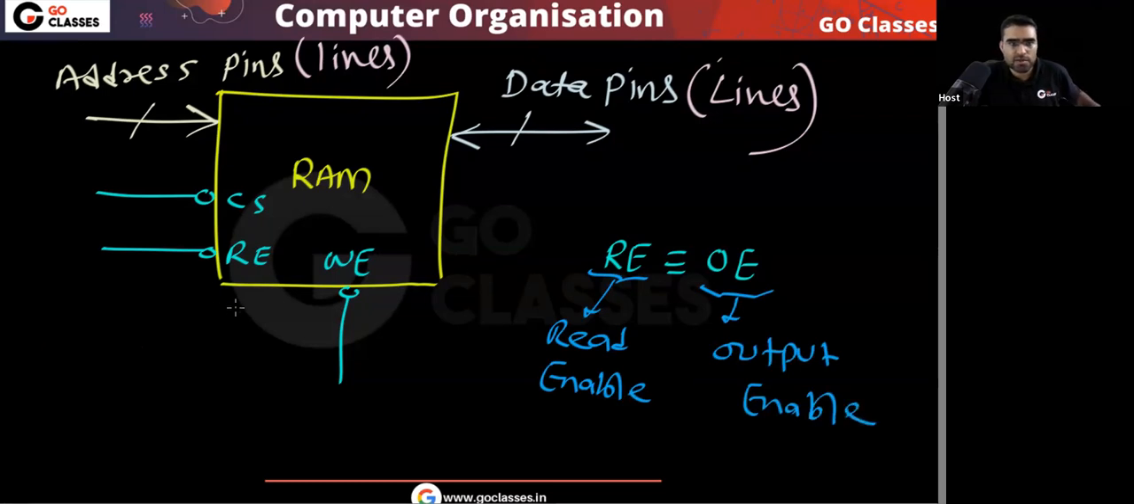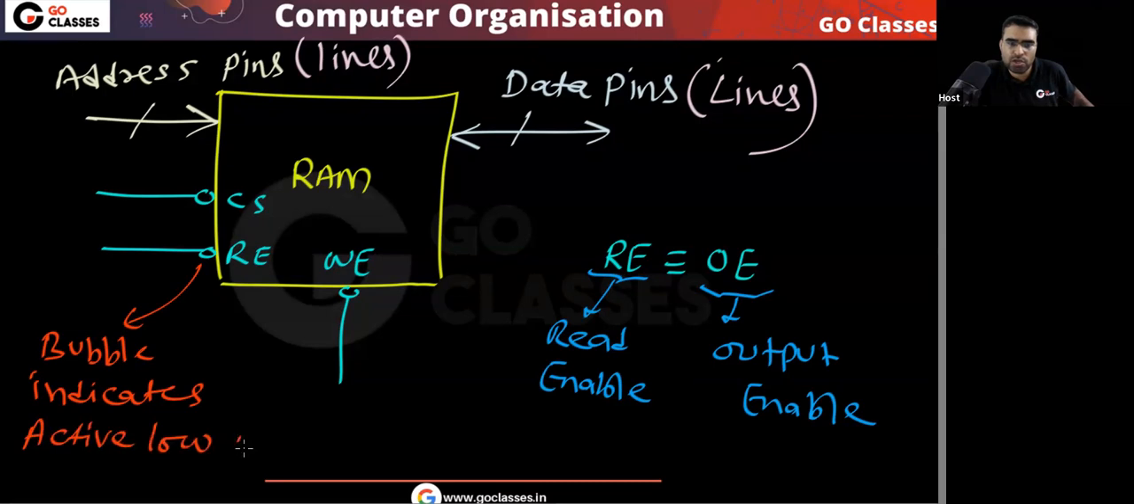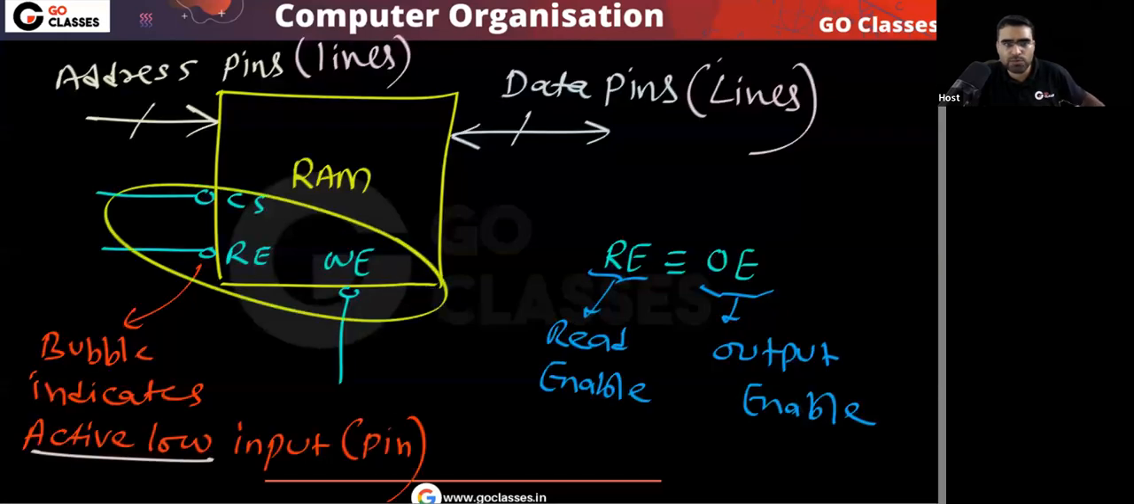Is this clear? And what this bubble indicates: this bubble indicates an active low pin, an active low input. So these are your active low pins. Remember one more thing, that these pins can be active high also. In the GATE exam, it is possible that they can give you that these are active high. That is also fine; whatever they give you, you can handle it. Right now you can see usually they are active low.